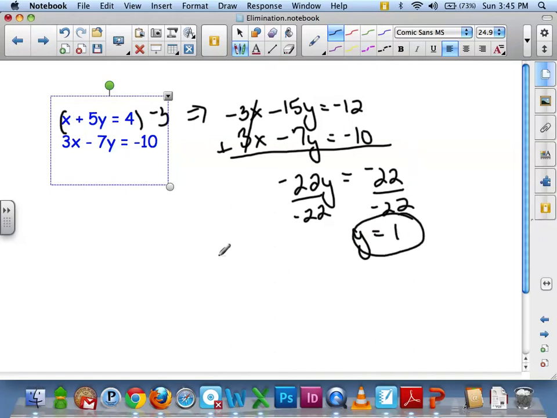Now I've got to solve for x. So I'm going to take my original equation, x plus 5y equals 4. I'm going to plug a 1 in for the y.